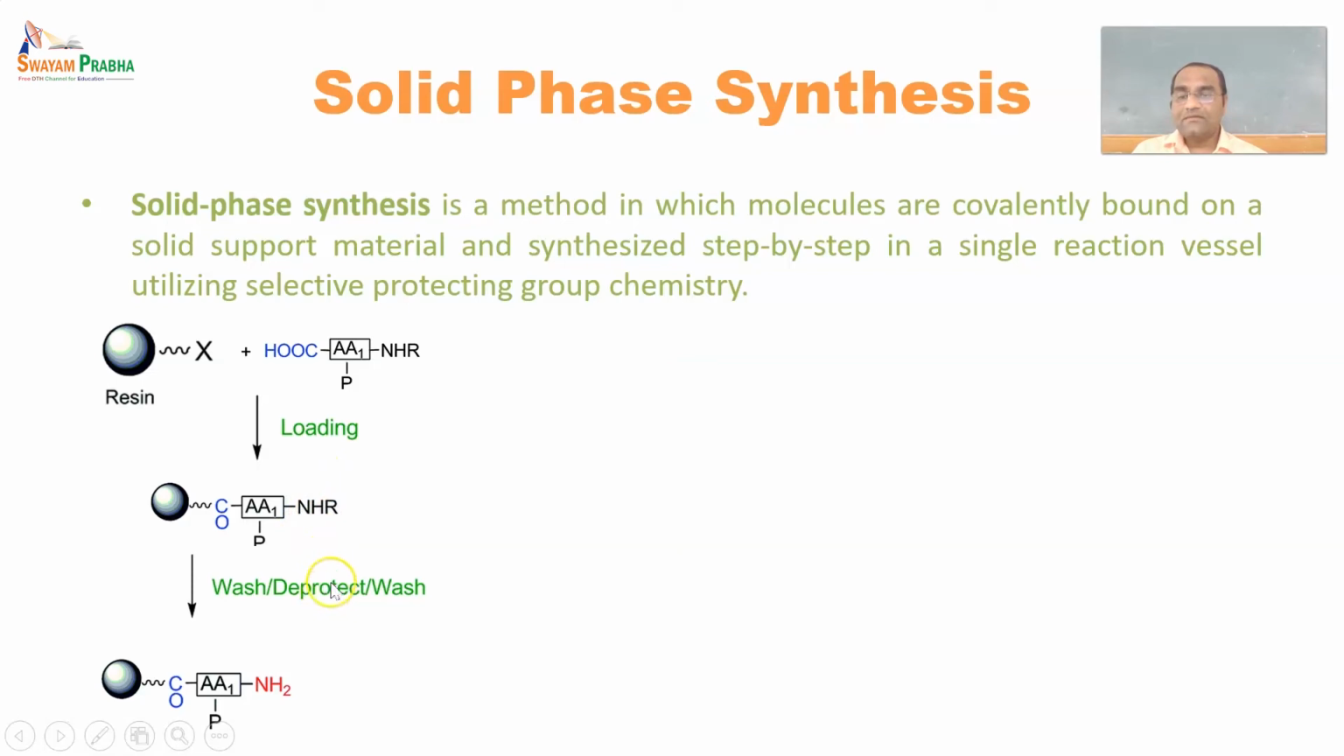After that it is deprotected. Deprotection means activation of an NH2 from a secondary structure. Now it is a primary structure, and after that washing is done again. Washing is done to remove this R group, and in the case of washing, the solvent which will be utilized, this complex will not be soluble in that solvent, only the R group will be soluble in that solvent. So it has now been removed.